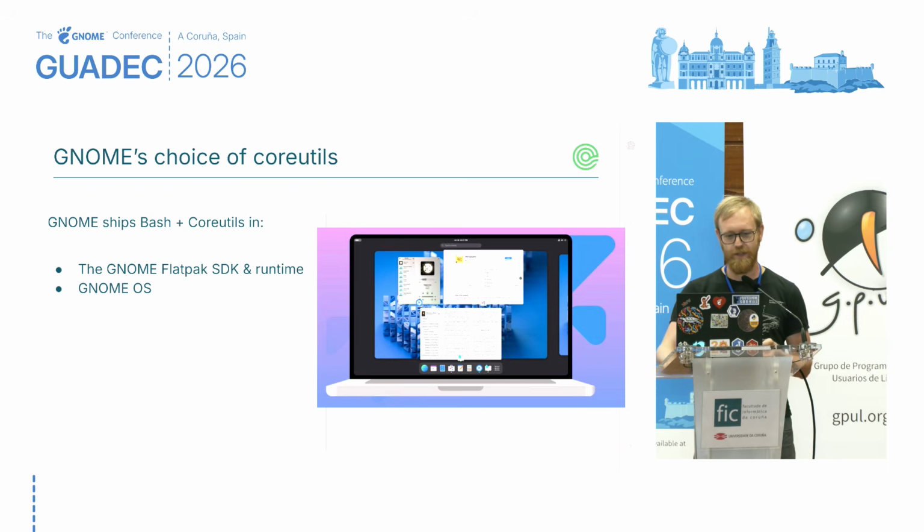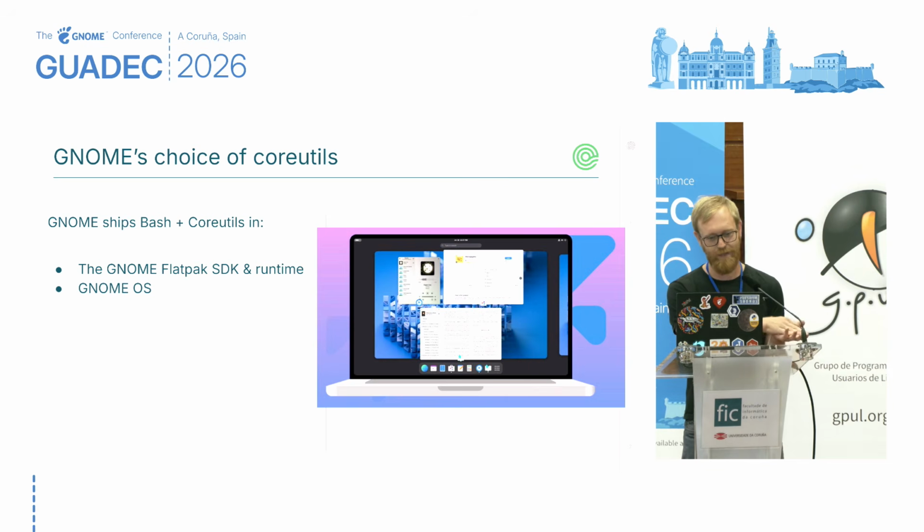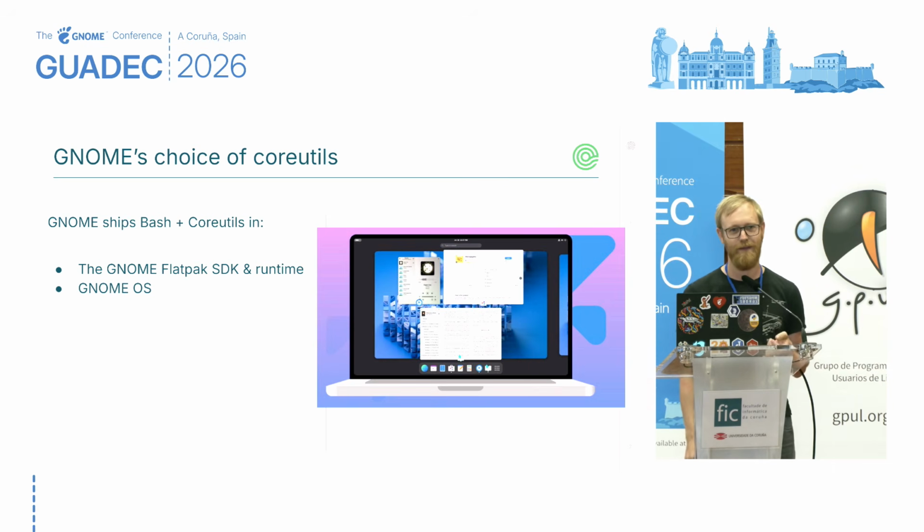So why is this relevant to GNOME? Well, GNOME actually ships Coreutils in a couple of places. The GNOME Flatpak SDK and Flatpak runtime contains a shell and contains the utilities, CP, MV, and so on. Adrian's pointed out maybe that's not a good idea. Maybe it shouldn't contain a shell by default. GNOME OS also has a shell and utilities.